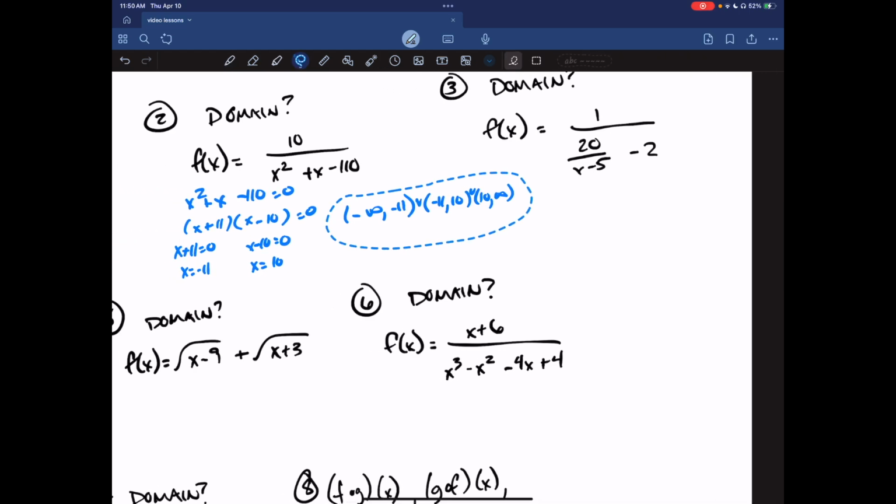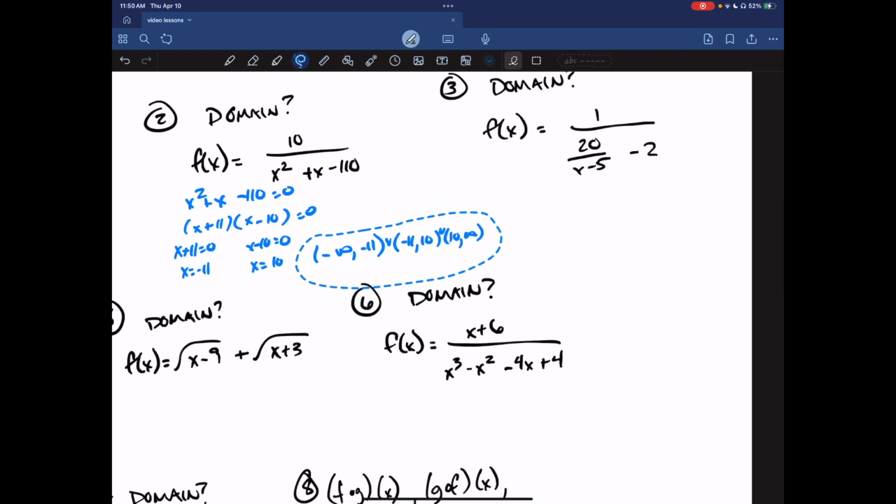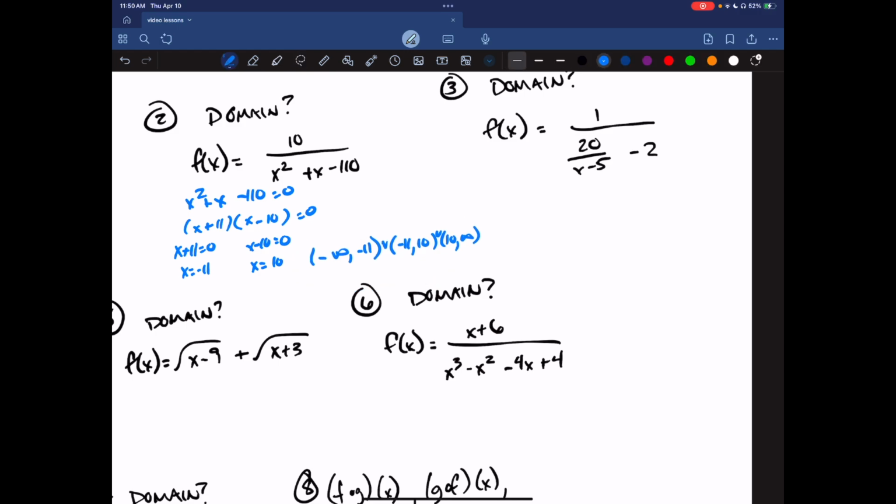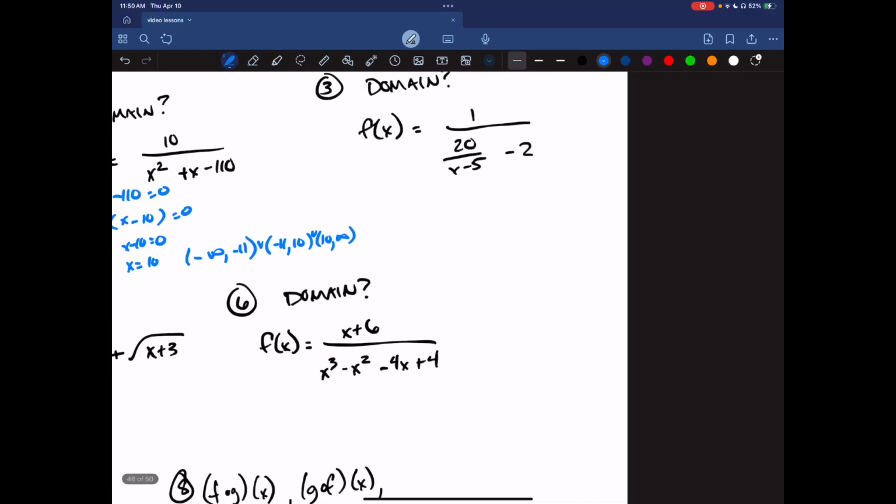Number 3 is a little more complicated because of how that fraction is set up. You have a fraction within a fraction. Okay, so you have to look at two scenarios. The first one you want to look at is you want to set the entire bottom equal to 0. So it's going to be 20 over x minus 5, minus 2, equals 0.